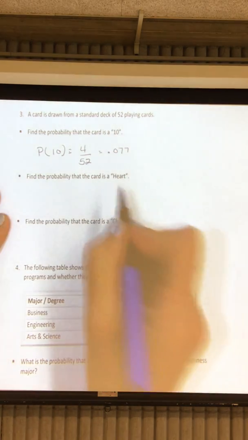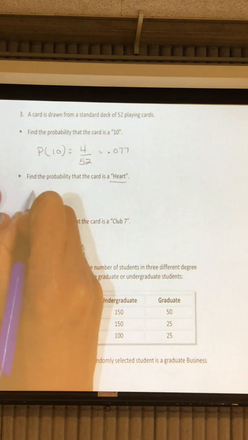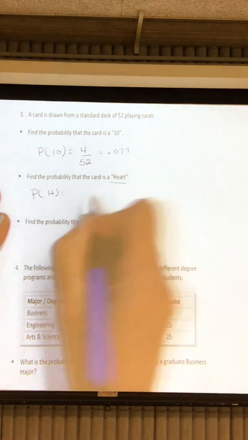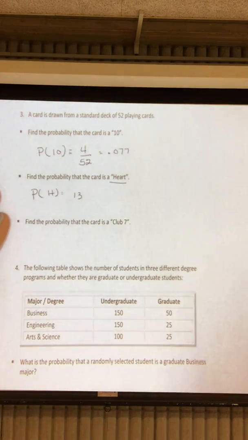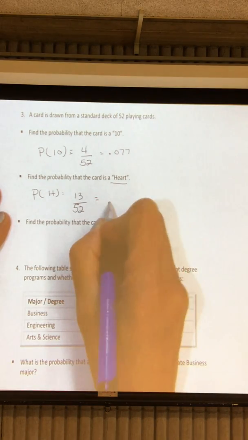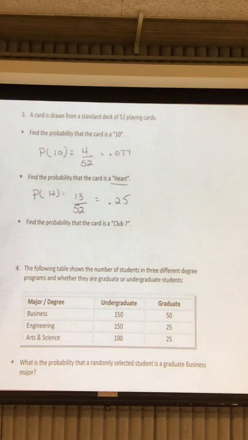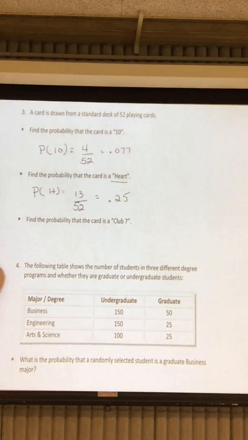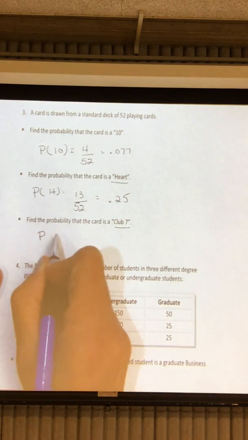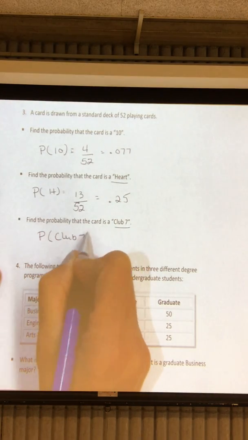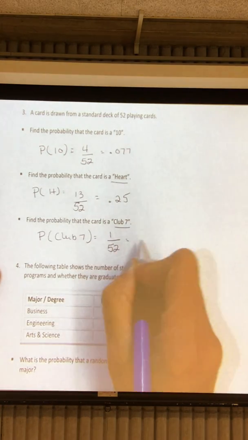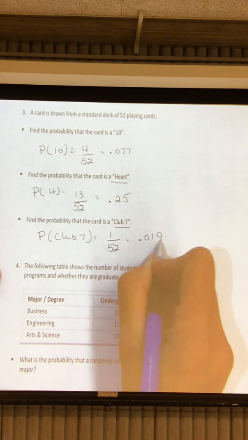Find the probability that the card is a heart. So you have 13 of each suit. So you have 13 hearts, 13 spades, and so on. So 13 out of 52, and that is equal to 0.25. And find the probability that the card is a 7, club 7. So the probability of the card being club 7, you only have one club 7. So 1 out of 52 is equal to 0.0192.